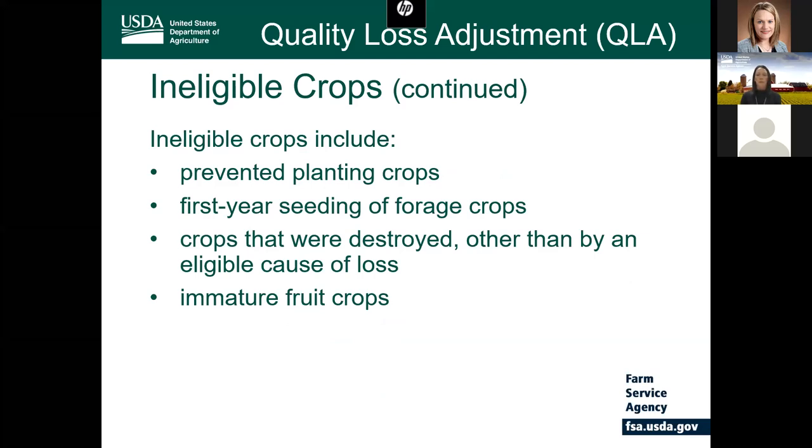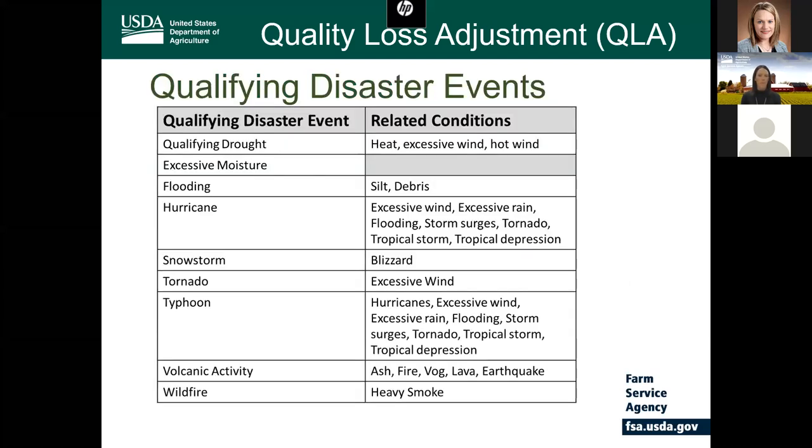In addition, ineligible crops include prevented planting crops, first year seeding of forage crops, crops that were destroyed other than by an eligible cause of loss, and immature fruit crops. We mentioned that qualifying disaster event in the slides before. This slide lists all the different qualifying disaster events.